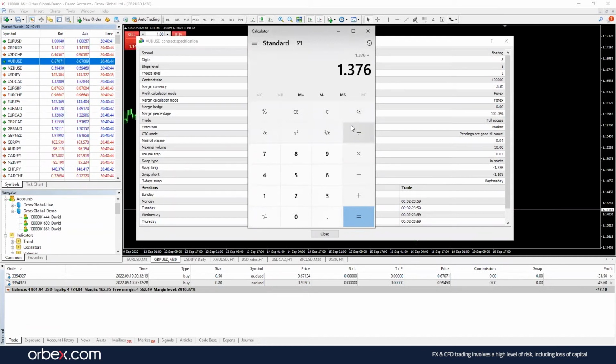And if we just divide that by 2 to get back to it, if I left it open for 5 days, then I'd have a charge of $3.44. And conversely, like I said, if it's in a positive, then you will actually receive that as a positive figure in your swap amount here.